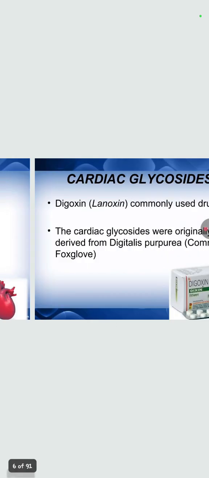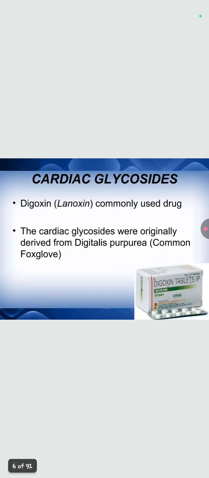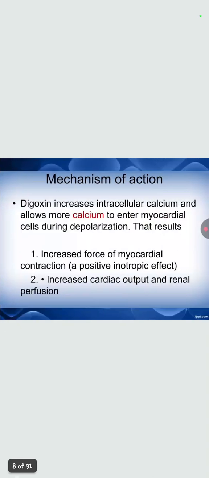This is the enzyme. Cardiac glycosides such as digitoxin or digoxin are commonly used drugs having the cardiac glycoside origin. They originated from the Digitalis purpurea, commonly known as foxglove.